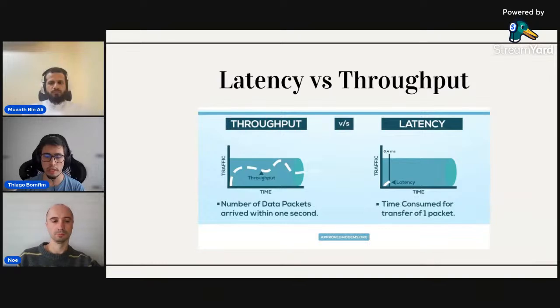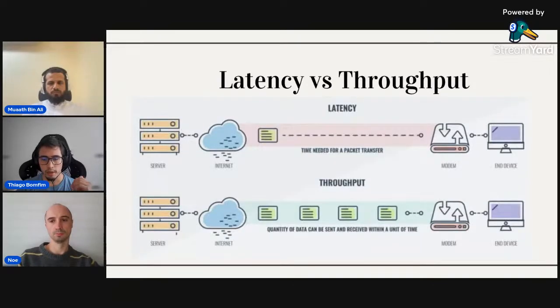So let's see another image just to make it more clear. Here on the top, we have latency, that is the time needed to execute a package transfer. And then we have the throughput, that is the quantity of data that can be sent in a given unit of time. Okay, so it's very important to understand both latency and throughput because they are really related with GC. Okay, and I will talk about that again in the next slides.